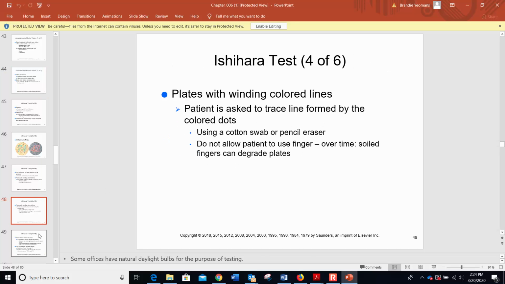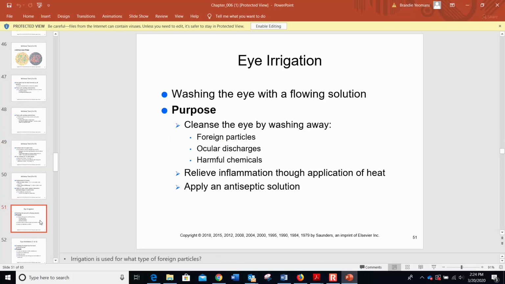So let's look at eye irrigation and all that fun stuff. So what's the purpose of doing eye irrigation? Well, we're going to clean out foreign particles. There might be some discharge that we need to try to rinse away, or the patient may have had some chemicals get into their eyes. So a lot of times patients will come in because they've had some type of chemical splash in their eye, and we need to flush their eyes out. And depending on what the MSDS sheet says will be the solution that we use. Typically it's just a normal saline solution.